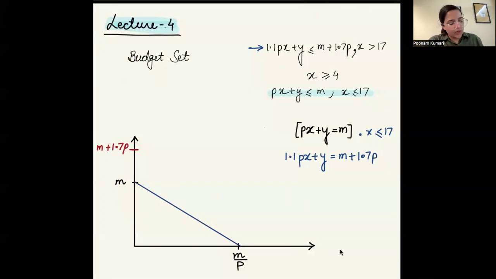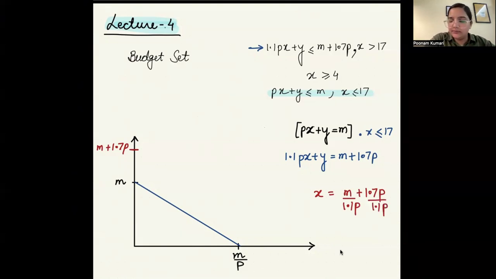Tell me now, what is the value of x when y is 0? M plus 1.7p upon 1.1p. This, right? So what do you think is going to be the case now?